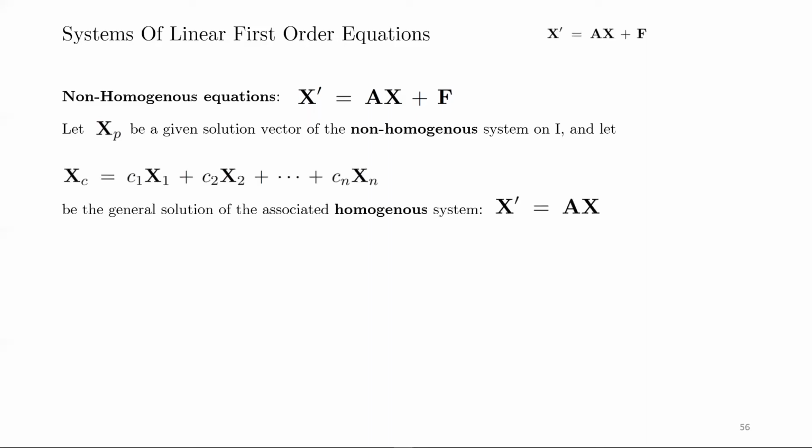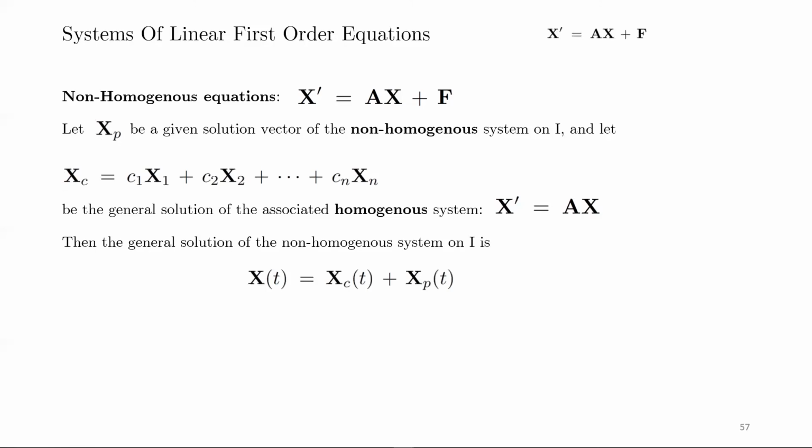And so the general solution is the sum of this particular solution and the complementary solution XC, which is the general solution of the associated homogeneous system, x prime equals A times x. So exactly the same as in the scalar case, except our solutions XP and XC are now solution vectors. Again, all of the arbitrary parameters are only present in the complementary solution, never in the particular solution. So the general solution to the non-homogeneous ODE is the sum of the complementary and the particular solution vectors.